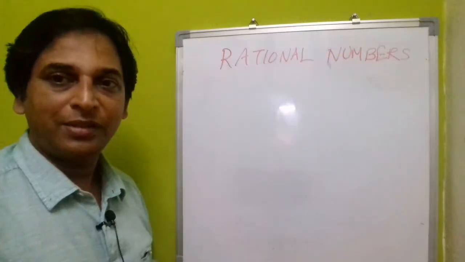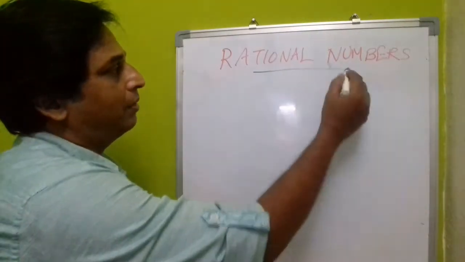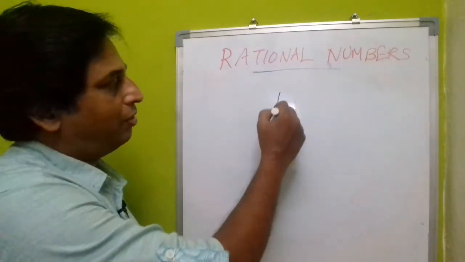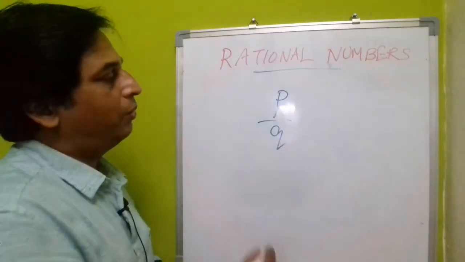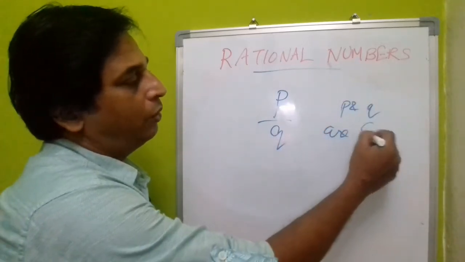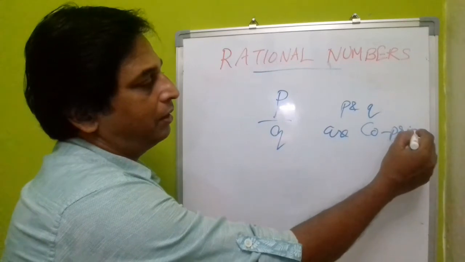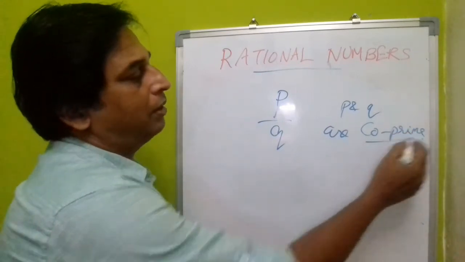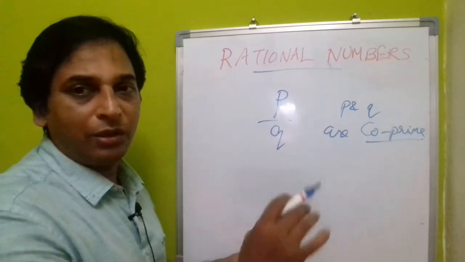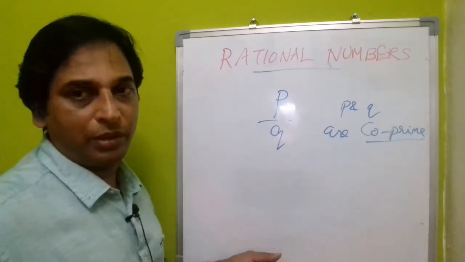Rational numbers. What is a rational number? Rational numbers are numbers which can be written in the form of p by q, where p and q are co-prime. Co-prime, what does it mean? Co-prime numbers are numbers which do not have any factors in common between them.